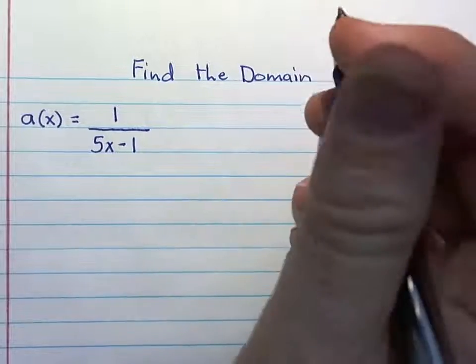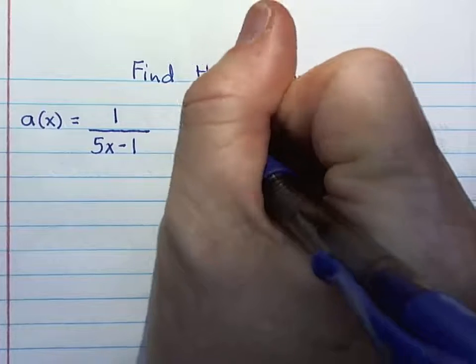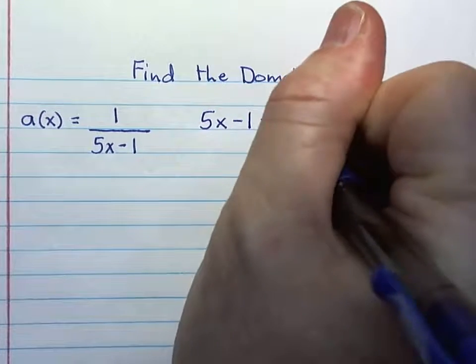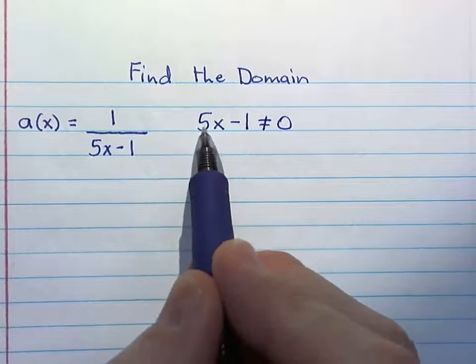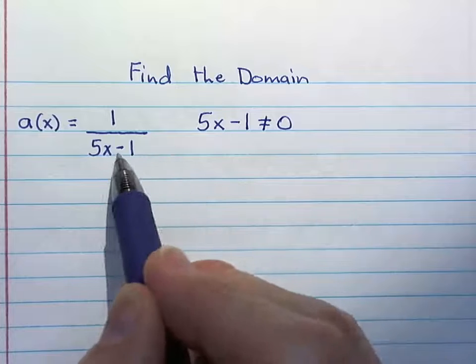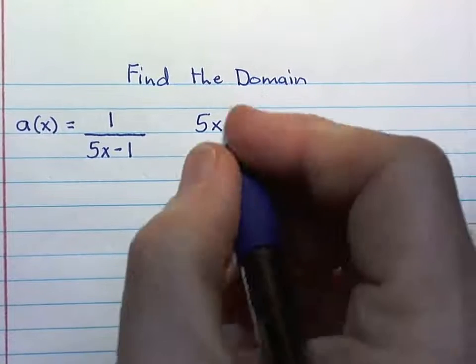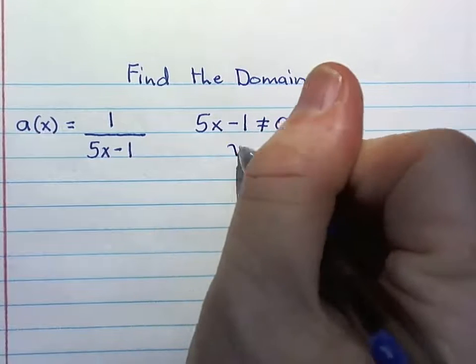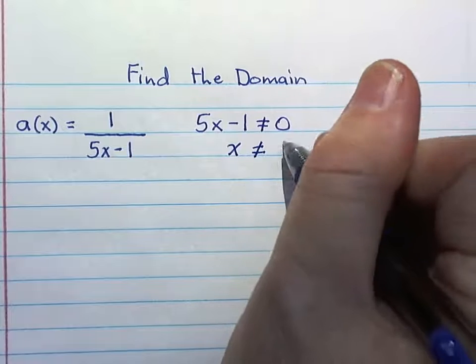Okay, let me go ahead and do this one now. The domain for this one would be 5x minus 1 cannot equal 0. X can be anything as long as this doesn't happen. We can't ever let 5x minus 1 equal 0 because that would make the denominator 0. So, we don't want to leave it like that. We want to rewrite that, use a little algebra, and say, well, that means that x cannot equal 1/5.